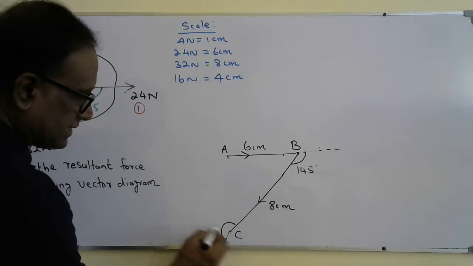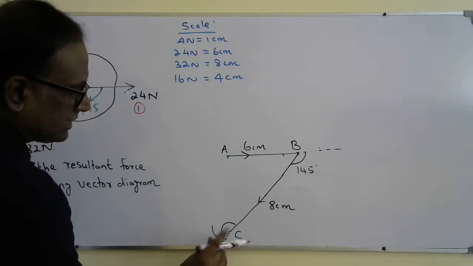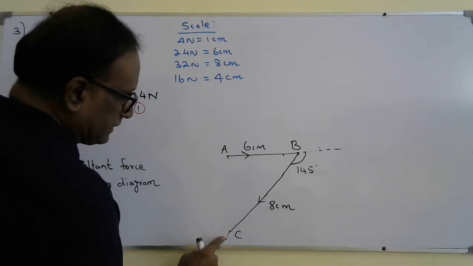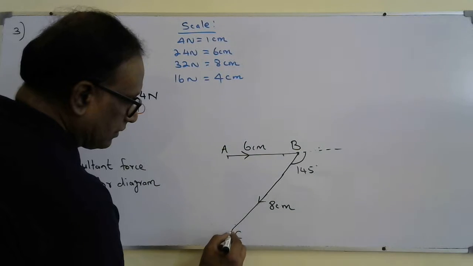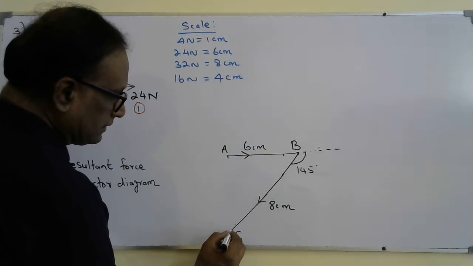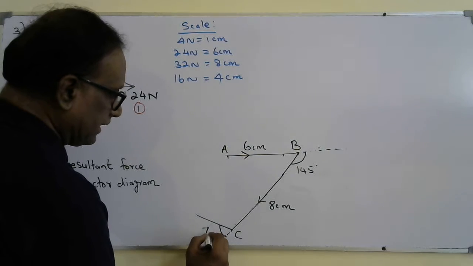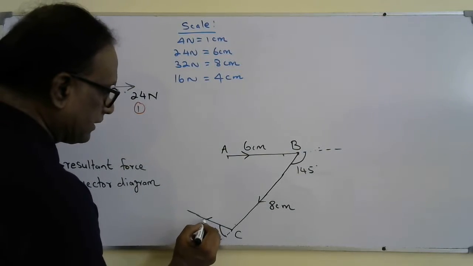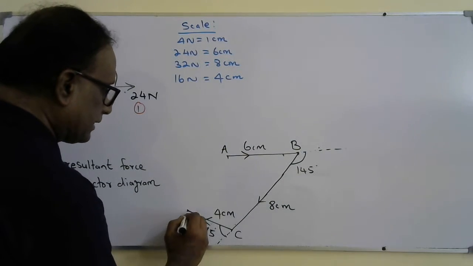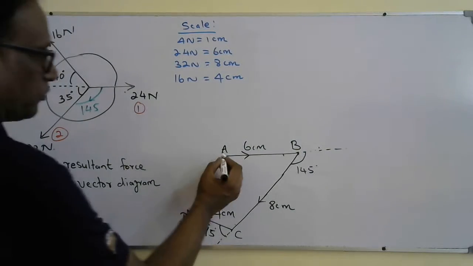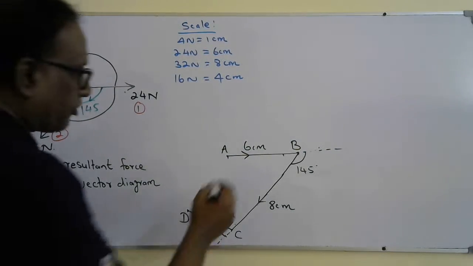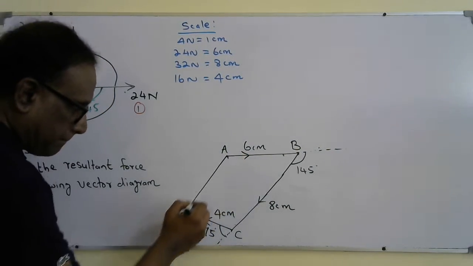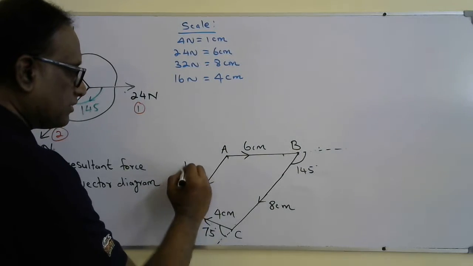So somewhere here like this, okay, 75 degrees in this direction, because from here to here is clockwise direction, 75 degrees. So measure 75 degrees and draw a line of length that represents 16 Newton, 4 centimeters. That is D. So this is the most initial point. This is the final point. Connect from A to D, from initial to final. So connect these 2 points. So this will be the resultant force.